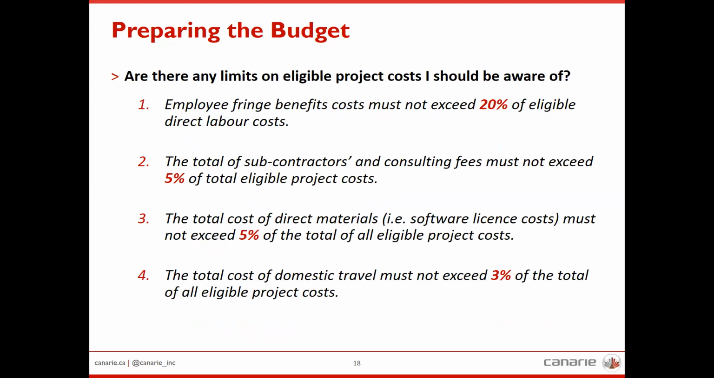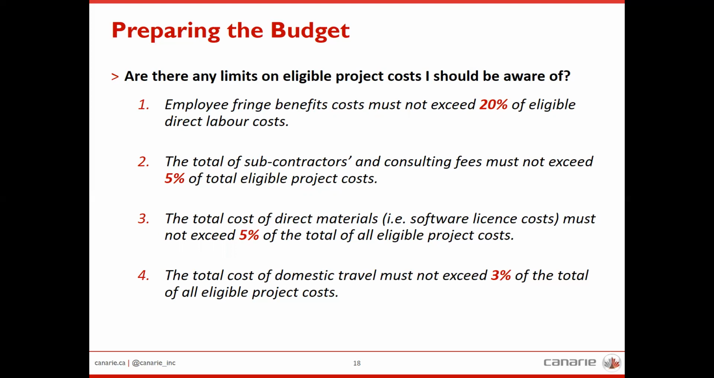Okay, so are there any eligible project cost limits that you should be aware of when you're preparing your budget? And the answer to that question is yes, there's 4. The first one is that employee fringe benefits must not exceed 20% of eligible direct labor costs. The second one is the total of the Canadian subcontractor and consulting fees must not exceed 5% of total eligible project costs. You'll find when you're preparing the budget that the template has warnings included in it if you're exceeding these maximums.